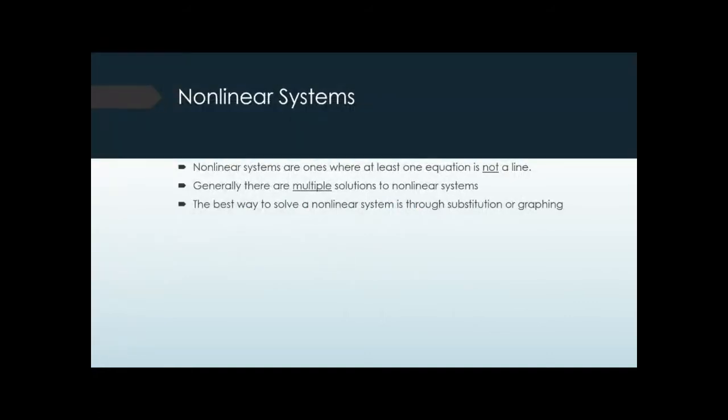So a nonlinear system is just a regular system of equations where you have multiple equations, but at least one of them is not going to be linear. So you're going to have maybe a quadratic in there or a cubic. There's going to be some sort of other exponent in there, and that's what makes it nonlinear. Usually, unlike linear systems, there's going to be more than one solution, 2 or 3 solutions. It depends on whether you have a quadratic or a cubic. And the best way to solve these is through substitution or graphing.